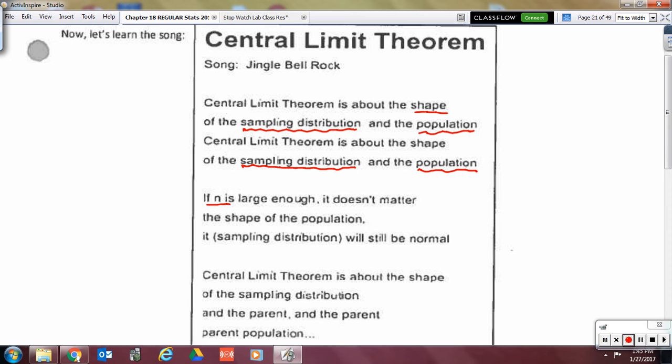If n is large enough, that's your sample size, it does not matter the shape of that population up there. See, we had one that was really skewed. If n is large enough, it doesn't matter the shape of the population, because guess what you can say about the sampling distribution? The sampling distribution will still be normal.